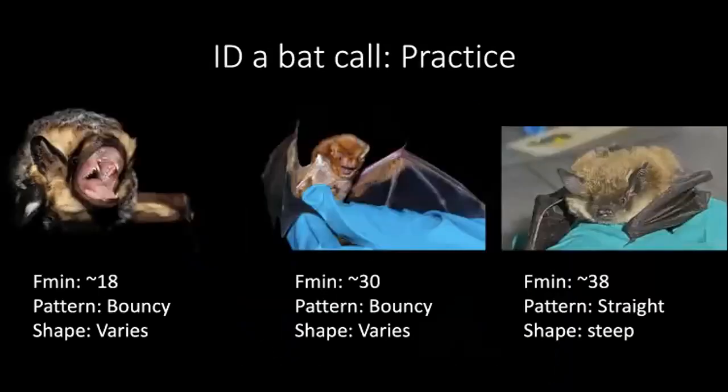So we're going to have a bit of a pop quiz, and we're going to practice IDing bat calls. If you would like to take a picture of this screen with your phone, then you can. If you can remember it, even better. But right now, we're going to try to ID a bat call between a hoary bat on the far left, an eastern red bat in the middle, and a little brown bat on the right.